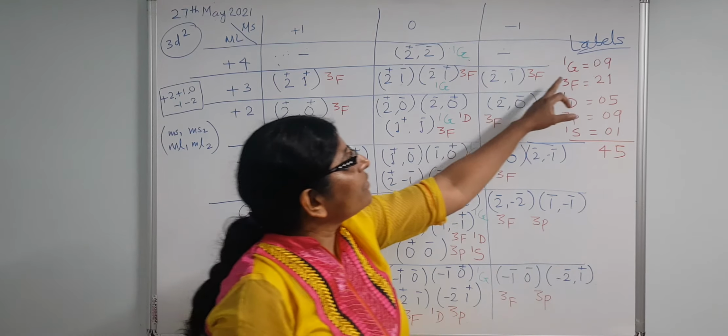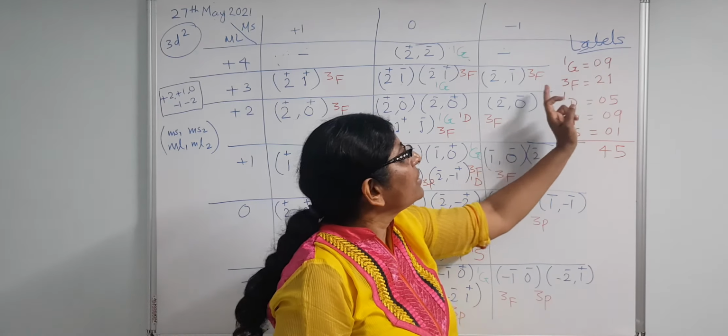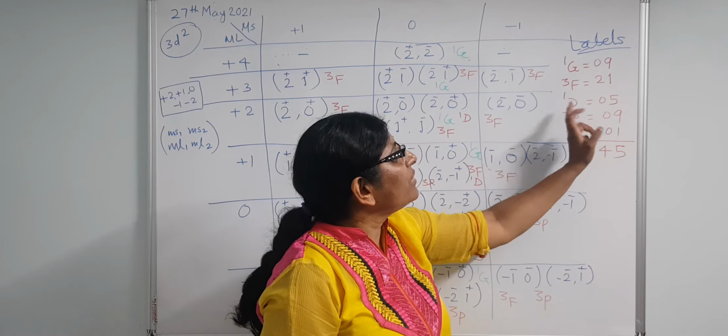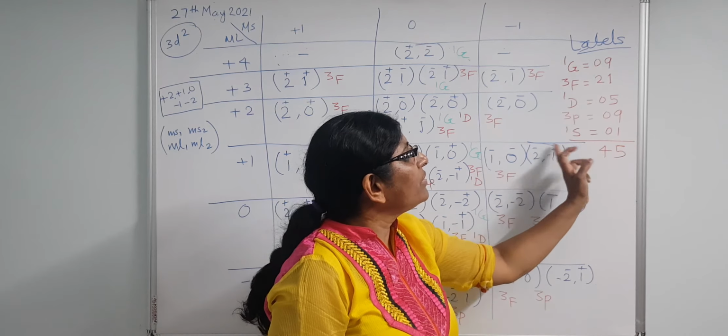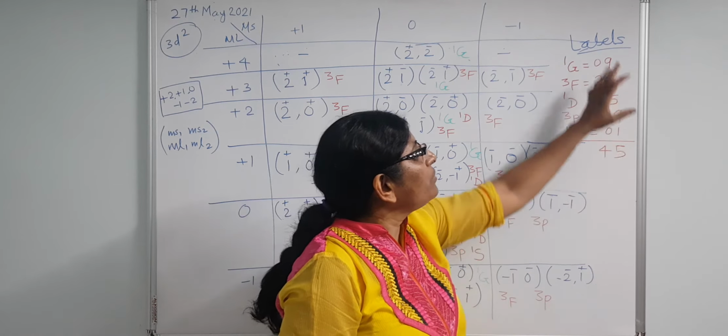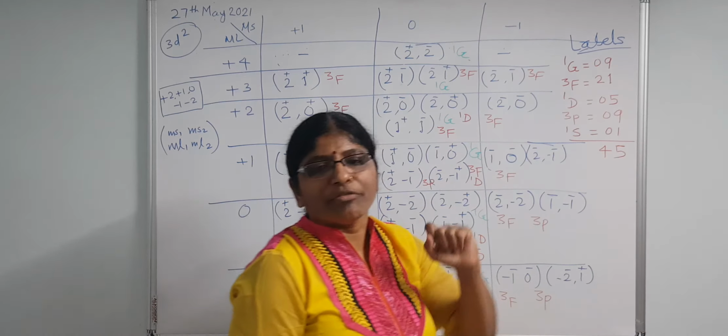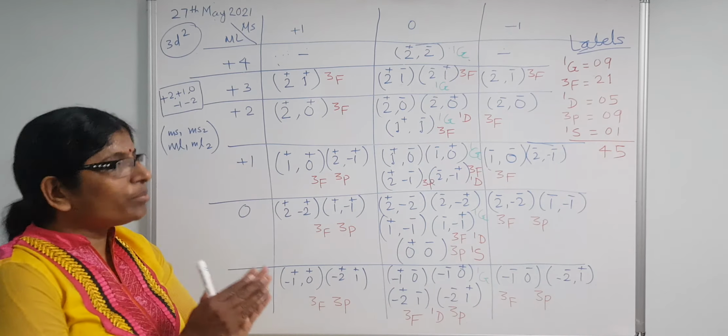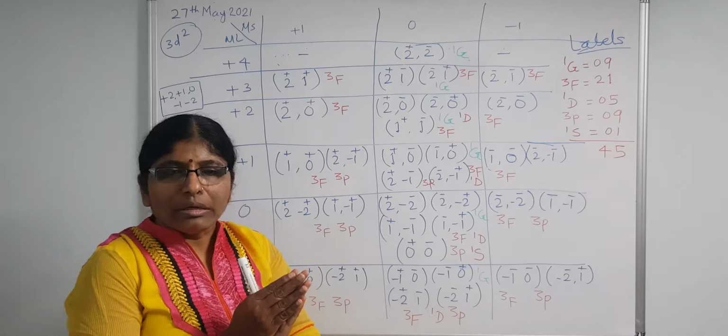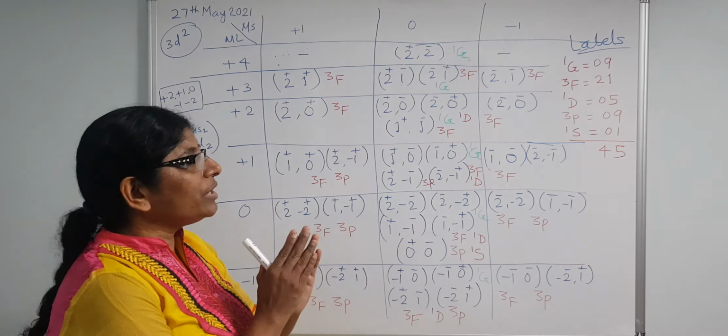Now count this. 1G we have labeled for 9 microstates, 3F we have labeled for 21, 1D for 5, 3P for 9, 1S for 1, and if you sum this it will come 45. So whatever 45 microstates were there for the 3d2 configuration in the microstate table, we have labeled all.